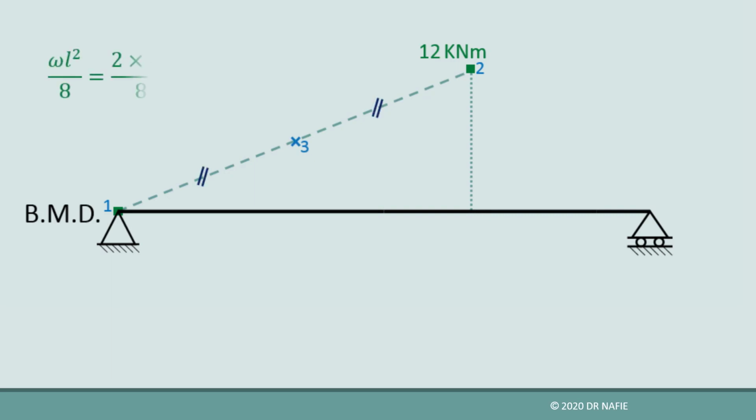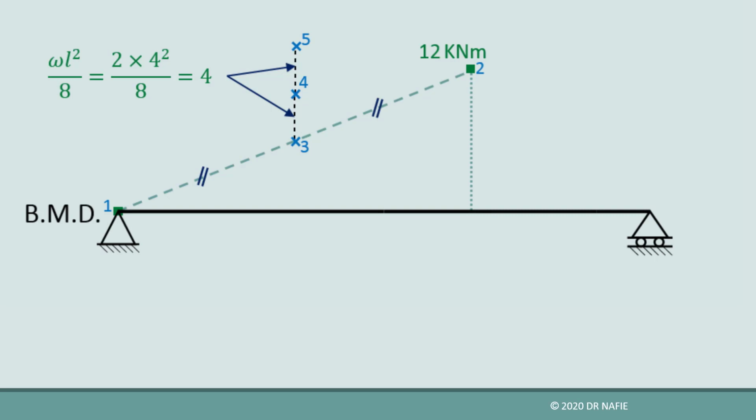From point 3, we go up 4 kN in a direction perpendicular to the beam to locate point 4. This value of 4 kN is calculated from the formula WL squared over 8, where W is the value of the load and L is the distance between points A and C, the distance in which the parabola is drawn. From point 4, we go up an identical distance of 4 kN to locate point 5.